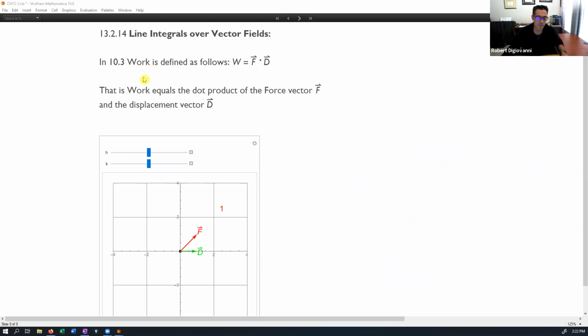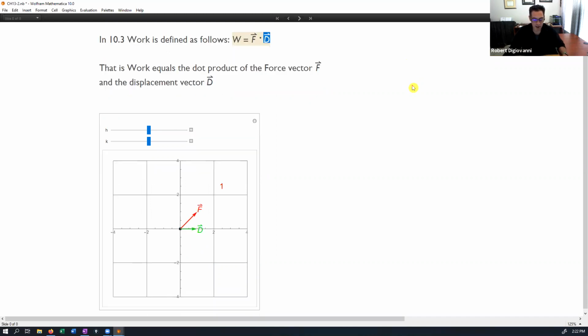Okay, so remember, back in chapter 10, section 3, work is defined as follows. Work is always equal to some force vector dotted with, not multiplied, dotted with the displacement vector. And you probably know this if you've taken any physics classes. Work is always force vector dotted with displacement vector. That gives you the work.